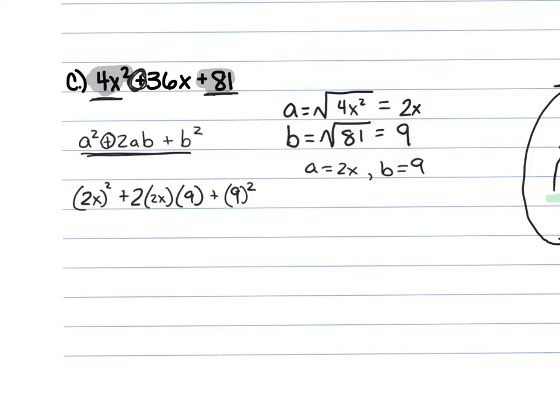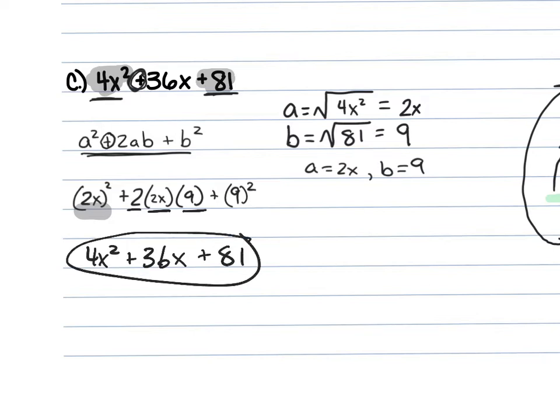Okay, so let's just double check this to make sure that this is the exact same equation. So we've got 2x, and then we are squaring that. What does that end up as? 4x squared. Now we've got 2 times 2x times 9. 2 times 2x is? 4x times 9 is? 36x. And then finally 9 times 9. Is this the exact same as this? Yes. So this method is good to go.